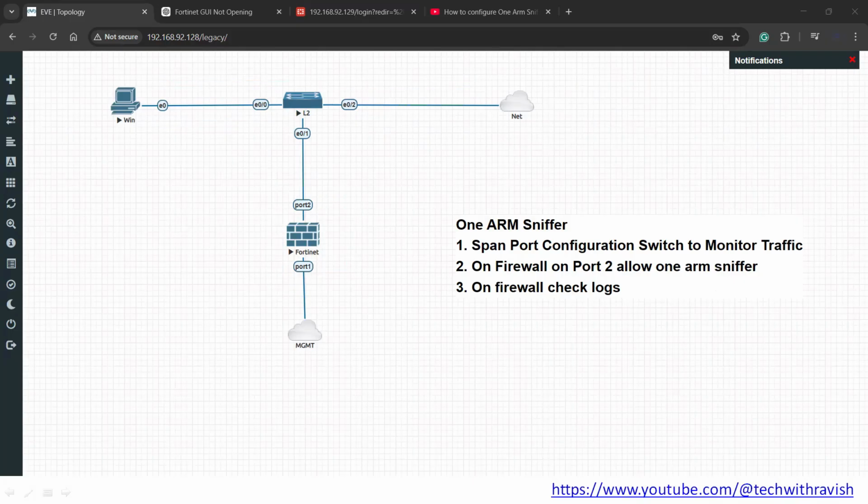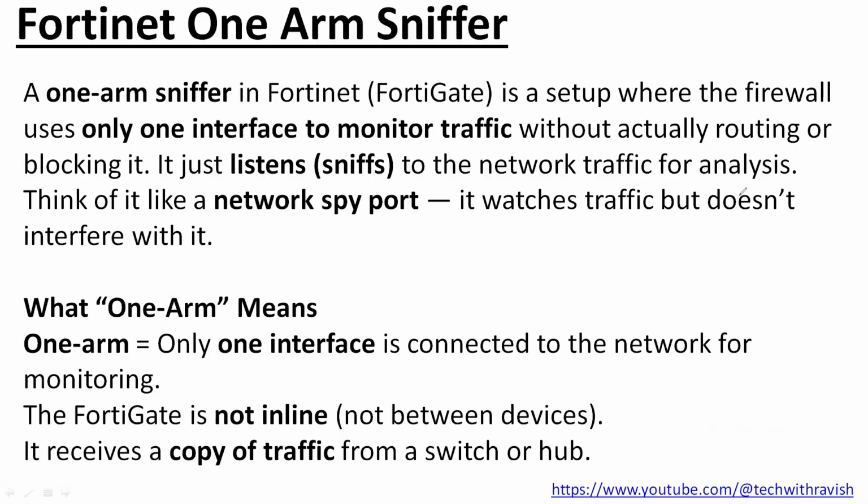So one arm sniffer is basically only used to monitor the traffic. There is no blocking, there is no routing, there is no policy over here. We are only observing the traffic with the help of the FortiGate firewall. So it just listens to the network traffic for analysis.